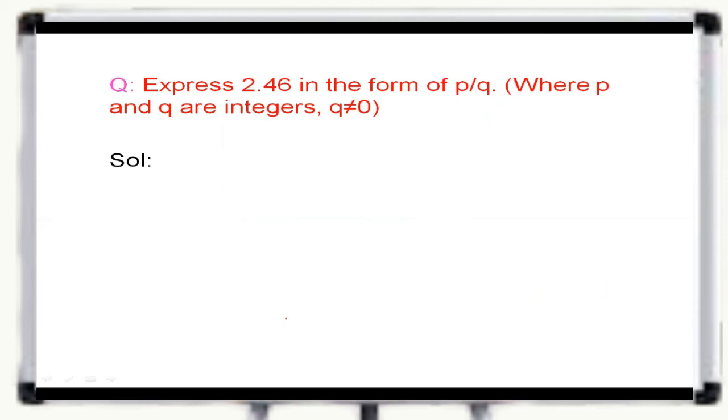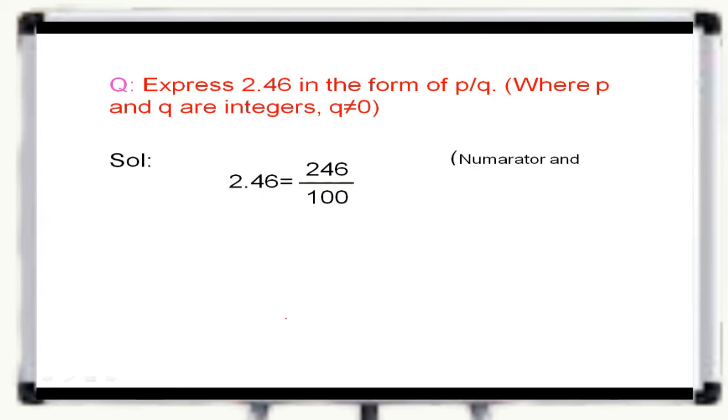Express 2.46, a decimal number, in the form of P by Q, where P and Q are integers, Q is not equal to 0. So our question is 2.46. That is equal to 246 by 100, because the decimal part has two digits, 4 6. That means we have to take 100 as denominator.